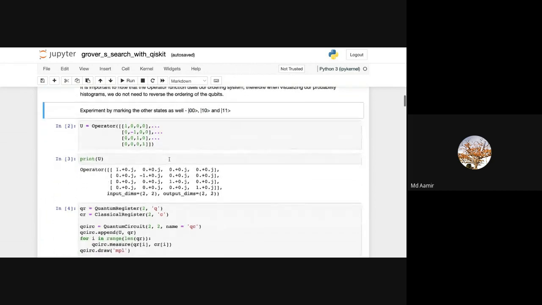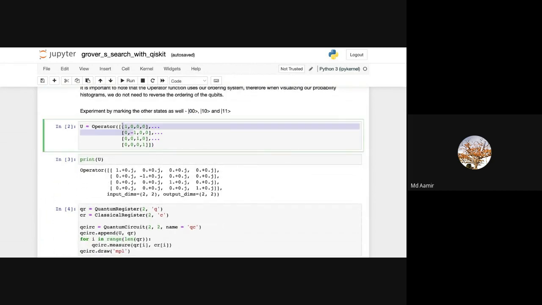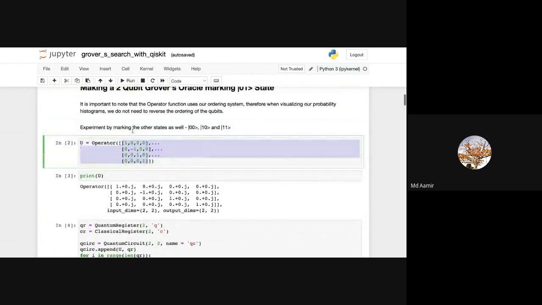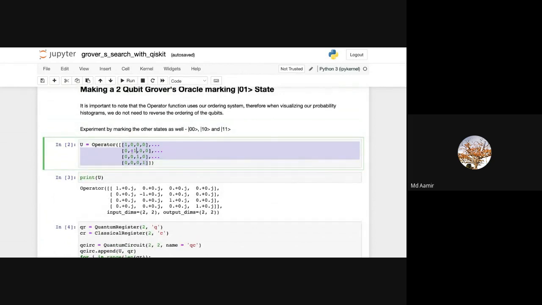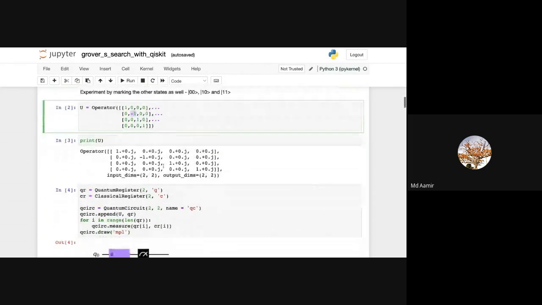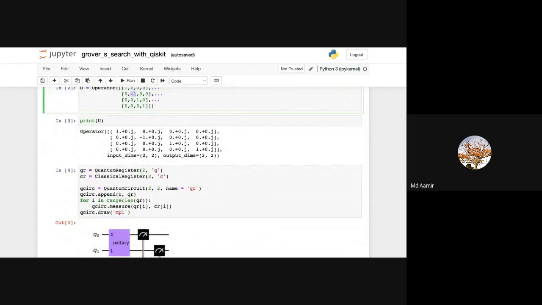So we created a unitary here. The unitary will say that 0 0 will pass as the same. We found that 0 1 is what we want, so we flip the sign here, and then we have 1 0 and 1 1 pass as the same. So we flip the sign when we find this 0 1, so that this can be understood as the flipping of the sign.